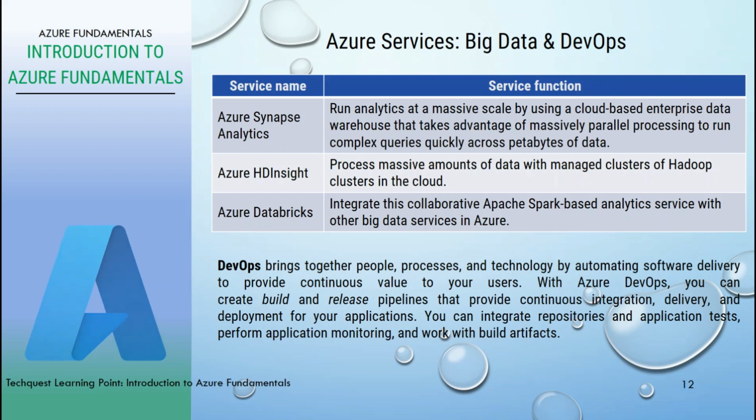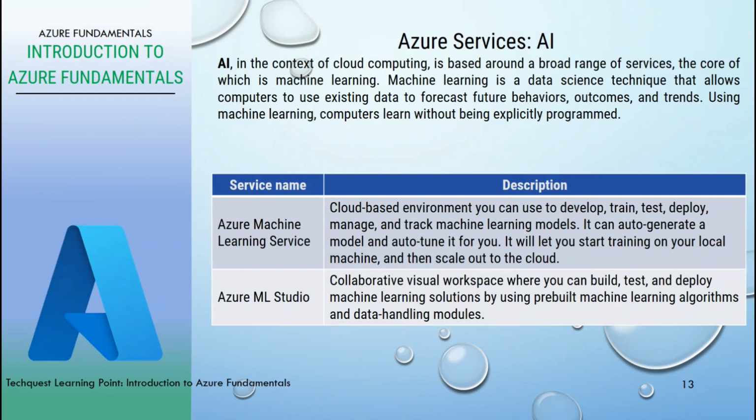These categories represent just a small fraction of what is available in Azure. Fortunately, it's easy to try out a new service, then mix and match them to get exactly what you need. The best part is you only pay for what you use. AI. Use your existing data to forecast future behaviors based on these AI trees. Use machine learning to build, train, and deploy models to the cloud.